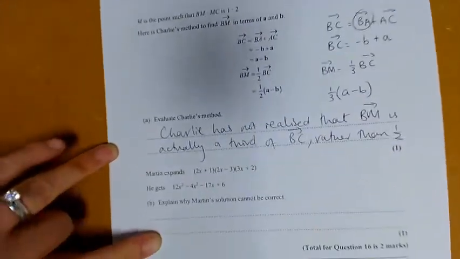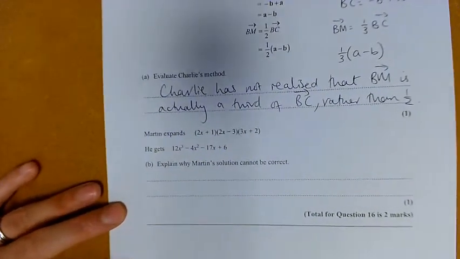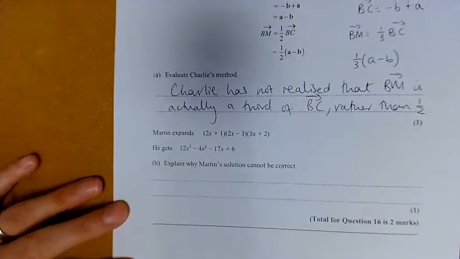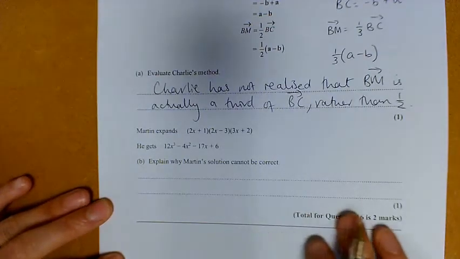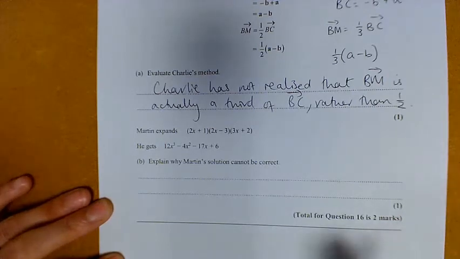That's it. Okay, bottom part. Martin expands these brackets. He gets this. Explain why his solution cannot be correct. Now, that looks horrendous, and I know a lot of you would probably do it and then say why it's not correct and just tell me what the correct answer is.